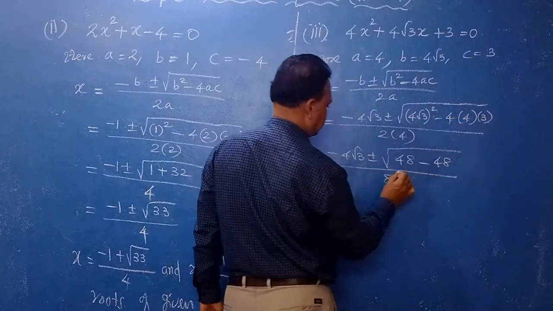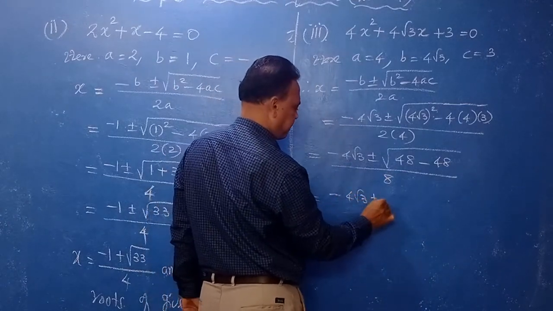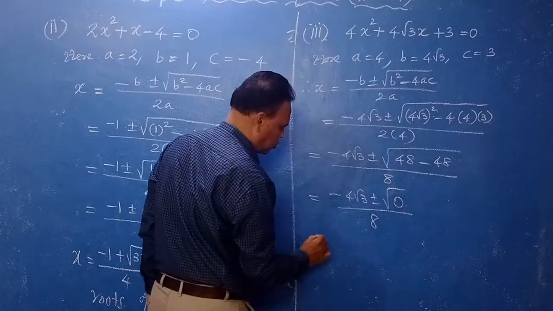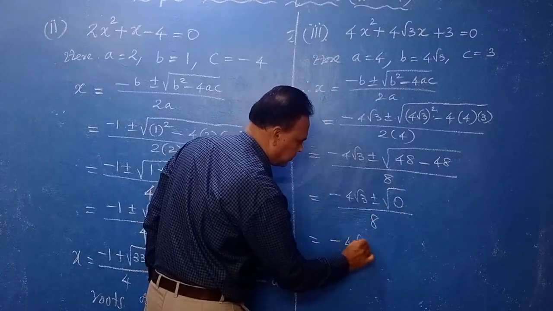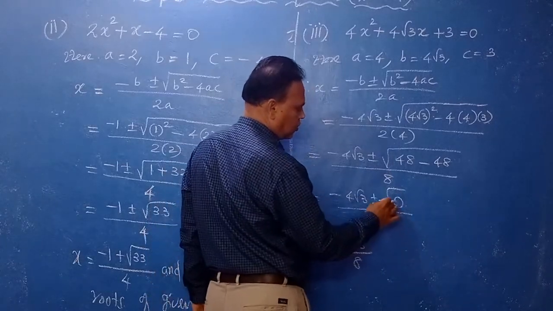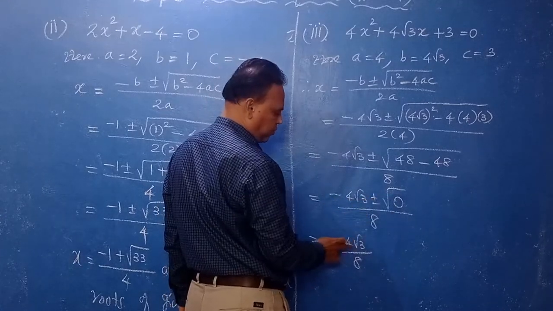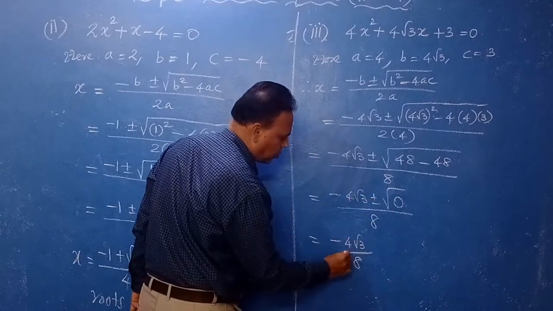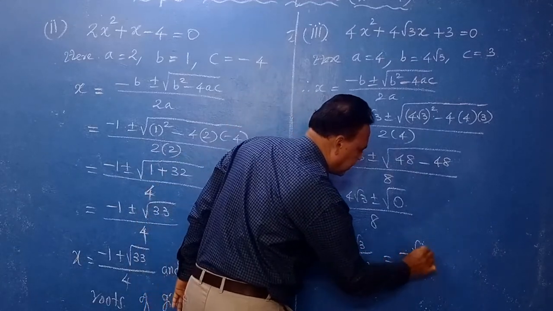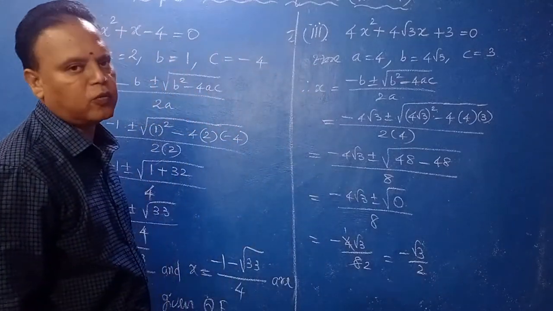Divided by 8. So here what is happening? 0. So square root of 0. Square root of 0 is 0. Okay. So minus 4 root 3 plus or minus 0 is minus 4 root 3 by 8. So here 4 goes 1 time, and 8 is 2 times. So minus root 3 by 2. Minus root 3 by 2.